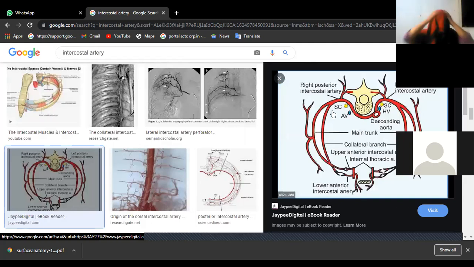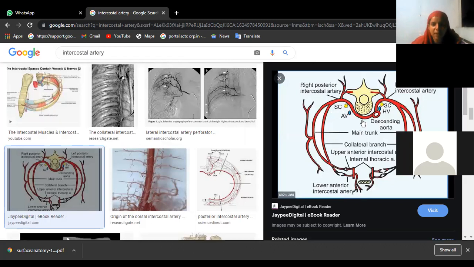So I want everyone to practice this diagram. Now that you have the concept, it becomes clear. This is the aorta, thoracic aorta. This is the right posterior intercostal artery. This is the left posterior intercostal artery. The posterior intercostal artery is actually dividing into two: there is a main branch and a collateral branch. The lower branch is the collateral branch and this is the main trunk. The main trunk anastomoses with the superior intercostal artery. The collateral branch anastomoses with the inferior intercostal arteries.